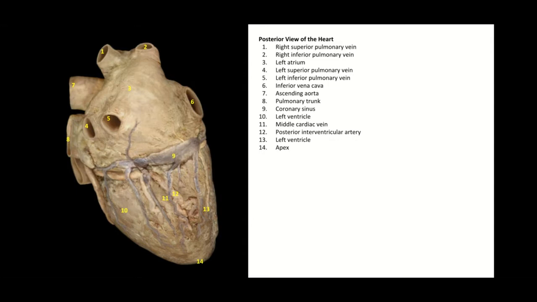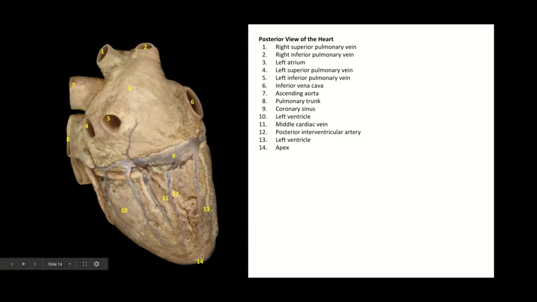In this picture, you can see number 7, this is the ascending aorta. Number 6 is the inferior vena cava, and number 8 is the pulmonary trunk from the other side. Here in this view, you can see coronary sinus, and this part, which is smaller, is a small cardiac vein. Then you can see number 10 as the left ventricle, and number 13 is also left ventricle, 10 and 13, both of them.